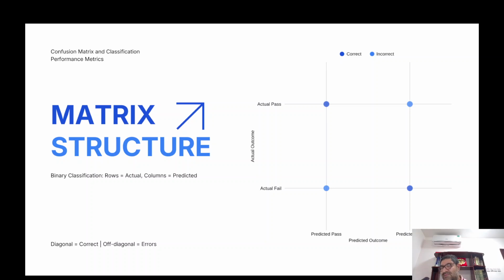Diagonal values are correct. Diagonal values are those which are like this, in this manner. So we say diagonal. That will be starting from the top most left cell towards the bottom right cell. That is a diagonal like this. And off diagonal, which is going like this, they are the errors. So we are going to understand that.